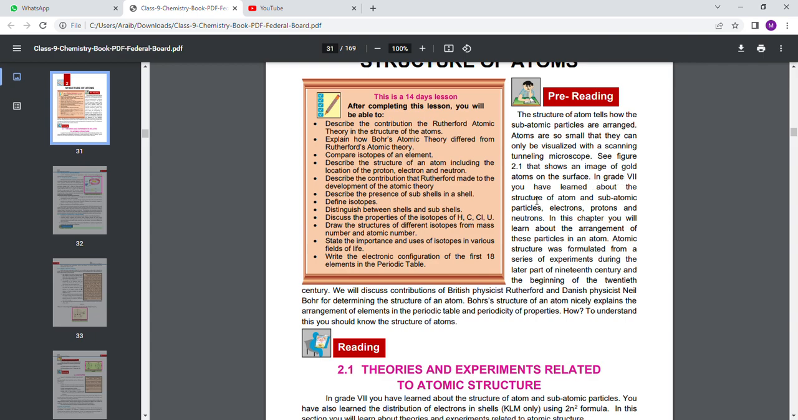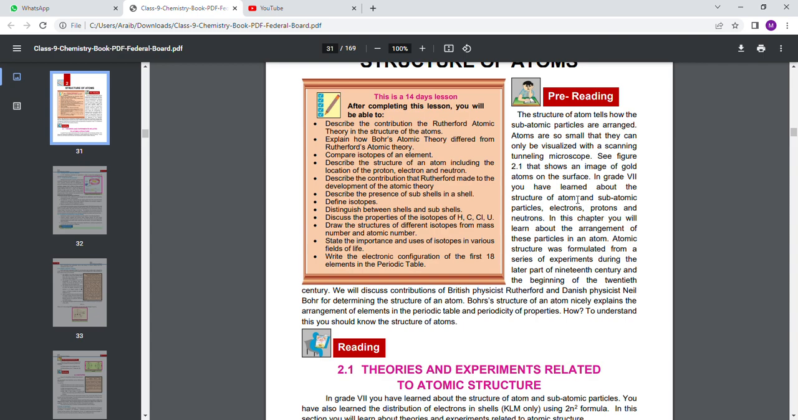In grade 7 you learned about the structure of the atom and the subatomic particles: electrons, protons, and neutrons. In this chapter, you will learn about the arrangement of these particles in an atom.